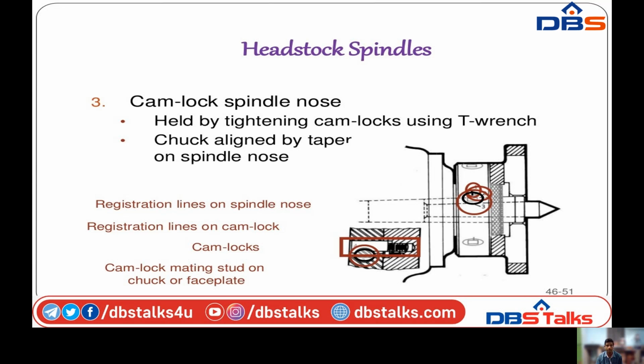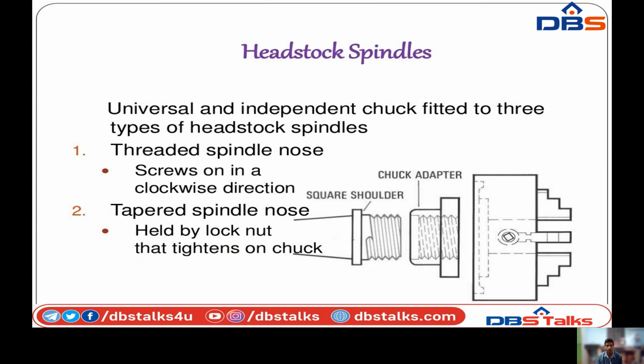Coming to the first one, the threaded spindle nose. In the middle center, I am showing the threaded spindle nose. It screws on in a clockwise direction. That means the chuck is fitted by using the threaded spindle. By tightening the screw in a clockwise direction, the chuck is fixed.